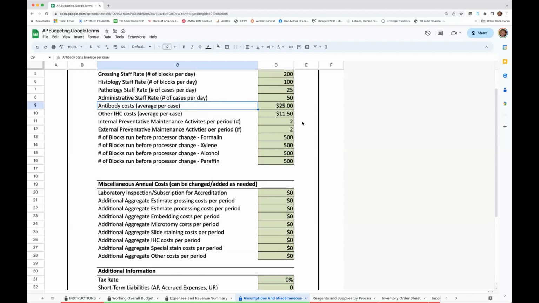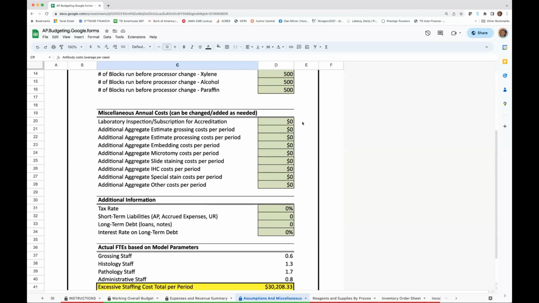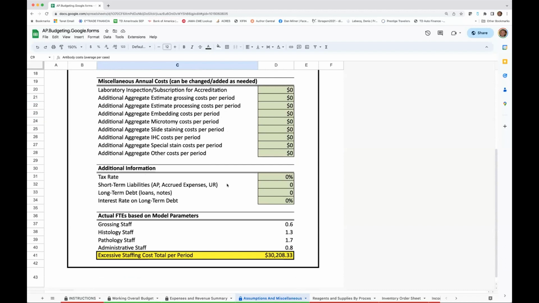Maybe you have to have a supply contract for someone to come in and do the maintenance on that piece of equipment separately, or whatever it is. You can just add that into this miscellaneous annual cost. And the way this model is done is that it is distributed again as it needs to be across all of the cases that come in, okay? Then if you happen to be in a situation where you have a tax rate, you have short-term liabilities, long-term liabilities, interest rate on a long-term debt, those are all business terms, then this allows you to add them in so that this model will work everywhere.